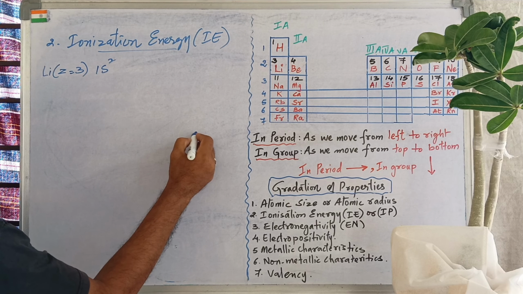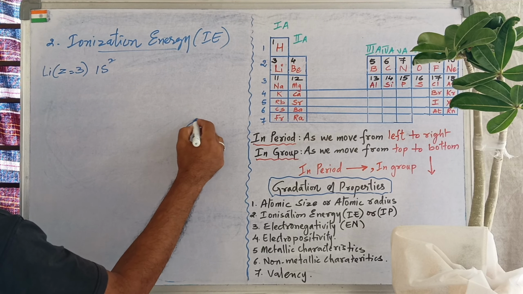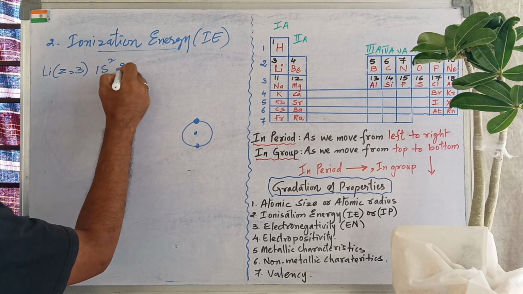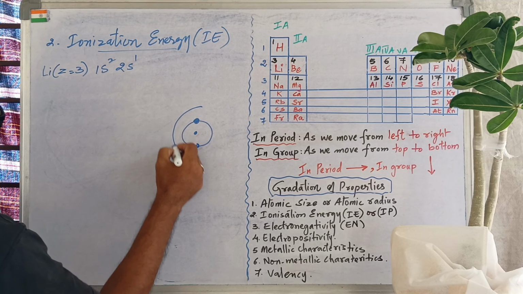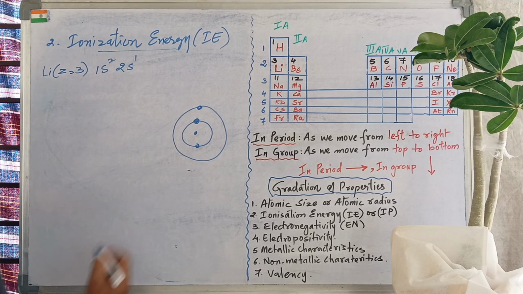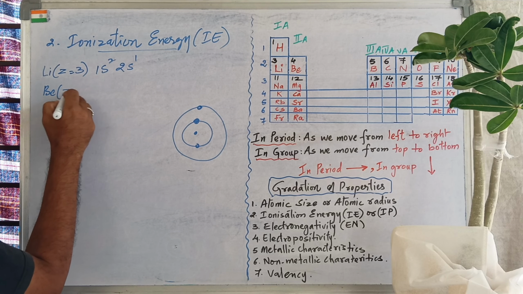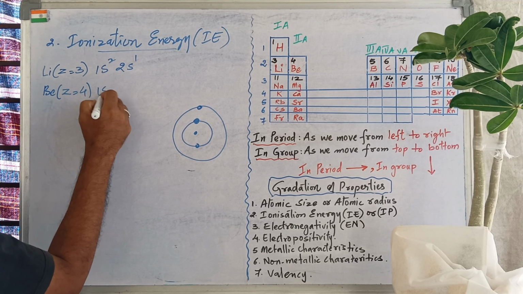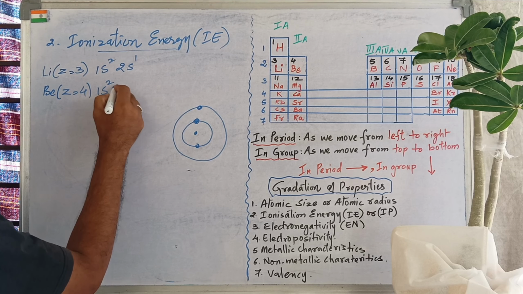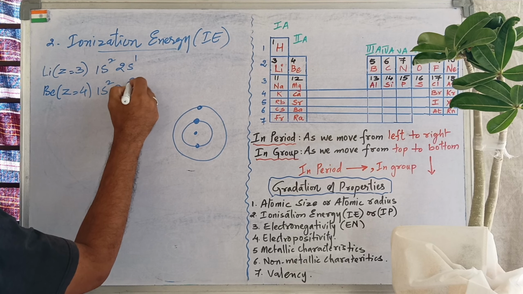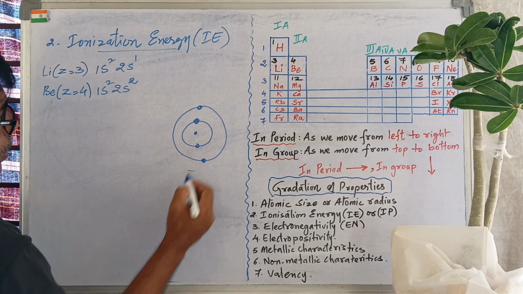So here is the nucleus, first shell, 2 electrons. Next it is 2s1. So it's here, second electron. Okay. Next lithium, next beryllium. Atomic number is how much? 4. 1s2. Already 1s2 I took. 2s1 is finished. So it's 2s2. So one more electron. Now what happens?